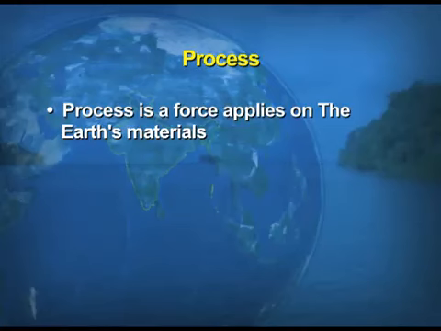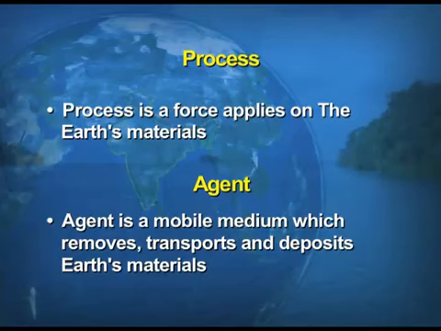Now, we are using certain terminologies in this chapter, like one is process. I would like to explain what the process is. It is a force which applies on the earth's material, that is known as process. And when we talk about an agent, now what is an agent? Examples I have just given you, like river, wind, glacier, these are the different agents. Now what are these agents? It is a mobile medium which removes, transports and deposits the earth's material at some other place. So, this is the action of the agents.